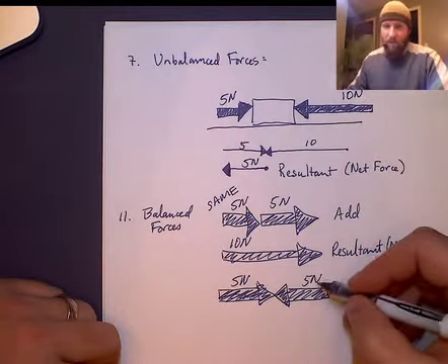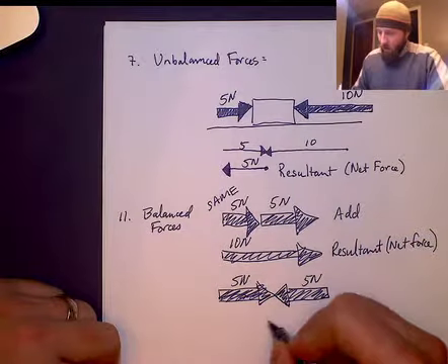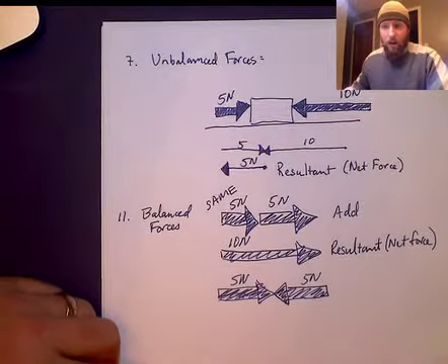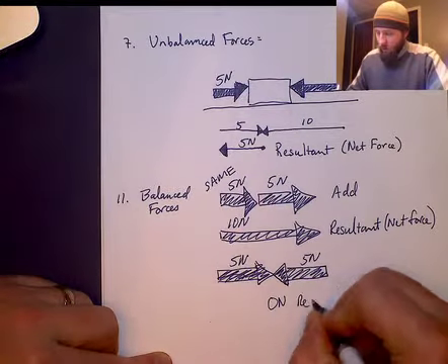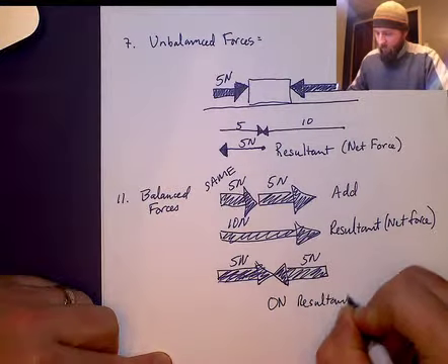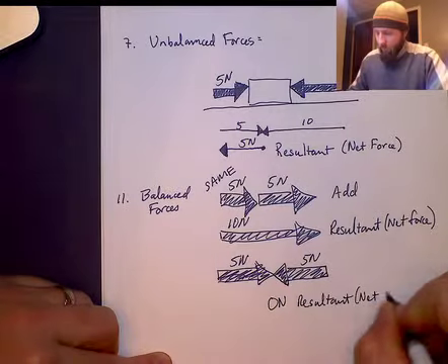So 5 and 5, 5 minus 5 would leave you with a resultant, or in this case a net force, of 0 newtons. Resultant, net force.